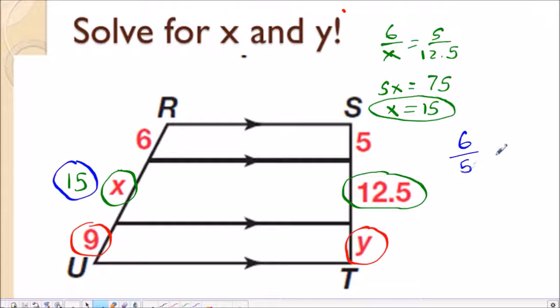6, 5, and then we have 9 down here, and y. Oops, excuse me, I've made a mistake in my setup. Did you catch it?